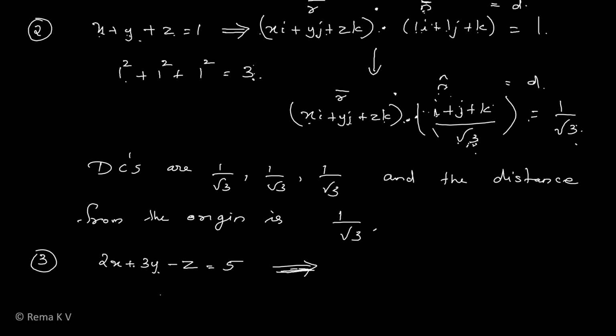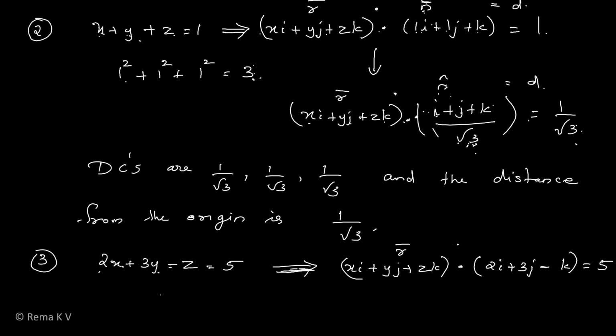See, here it is x, y and z. In vector form, xi plus yj plus zk dot, and here the coefficients are 2, 3, minus 1. So it is 2i plus 3j minus k is equal to 5. This is the vector form here.